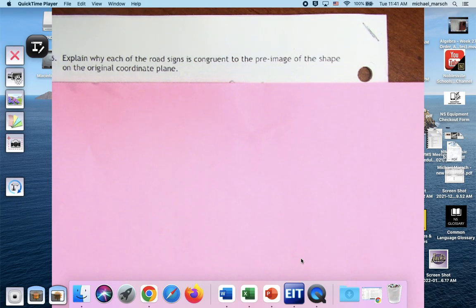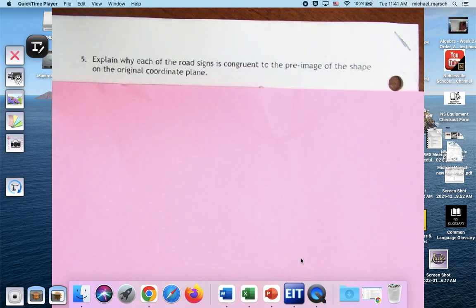Okay, if we take a look at number 5, it says, explain why each of the road signs is congruent to the pre-image of the shape of the original coordinate plane. So who can tell me why these shapes are considered congruent? So you have to know what congruent means. Reach way back into the depths of your 4th and 5th grade math when we're talking about similar and congruent shapes. What makes shapes similar? What makes them congruent?